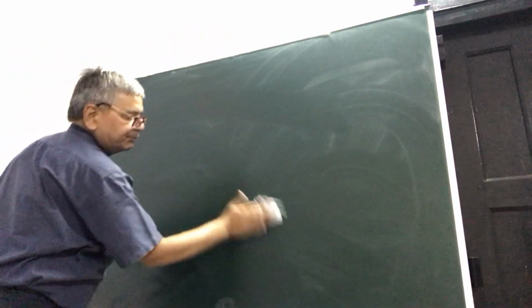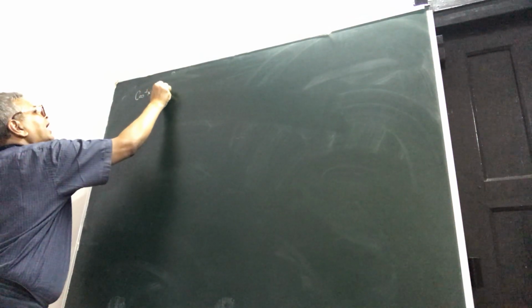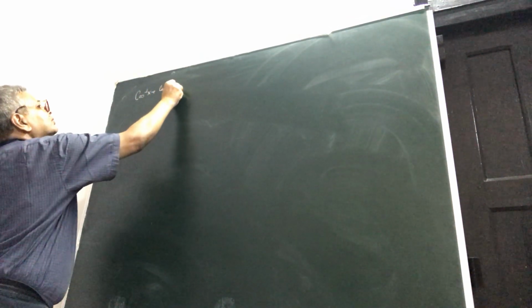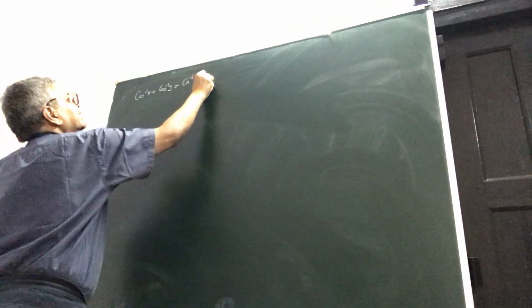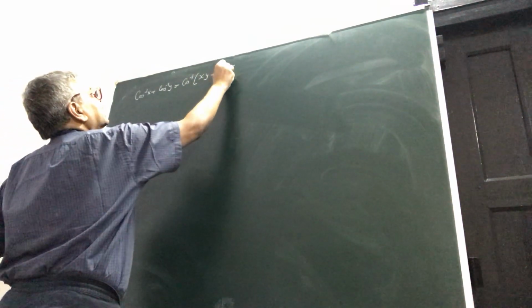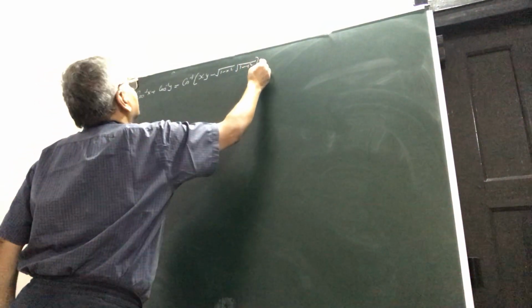Now we will quickly take up the last property here, and that will be for cos inverse x and cos inverse y. And these properties are simple. Cos inverse x plus cos inverse y is equal to cos inverse of xy minus under root 1 minus x square under root 1 minus y square.